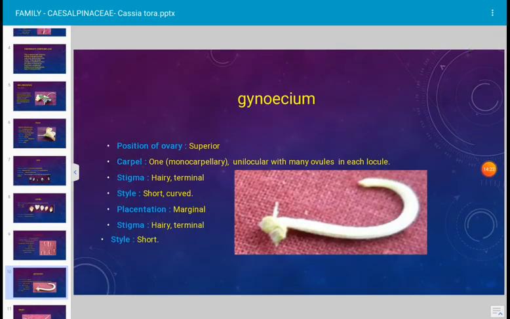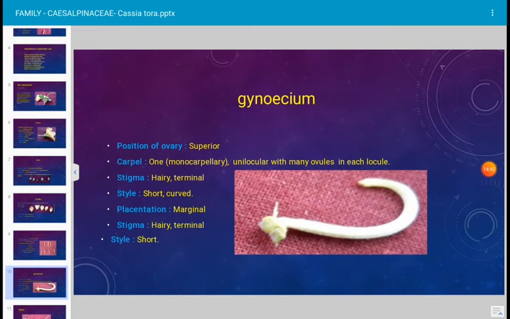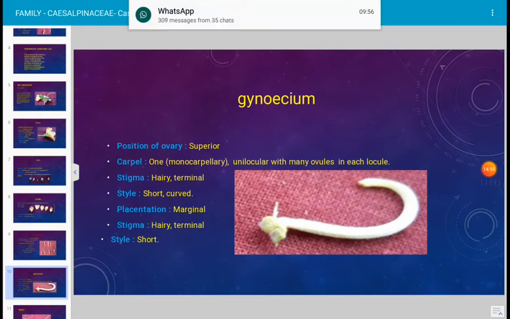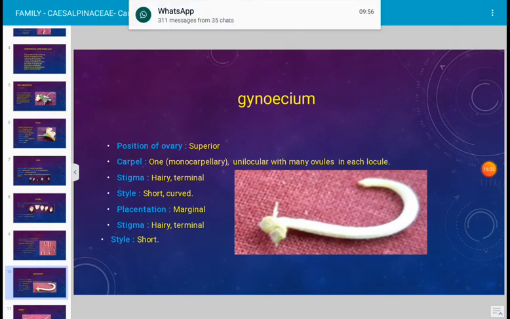This is the enlarged photograph of the gynoecium of Cassia tora, the female part of the flower. Gynoecium consists of ovary, style and stigma, and the position of the ovary is superior, as already discussed in the flower. How many carpels are present in the ovary? In the ovary of Cassia tora, only one carpel is there. If one carpel is there, it is described as a monocarpellary ovary. And how many locules are there? Only one locule, unilocular, with many ovules in the locule.